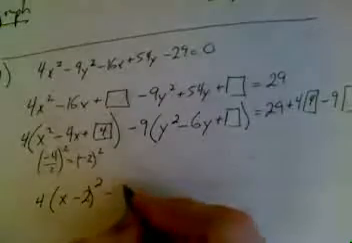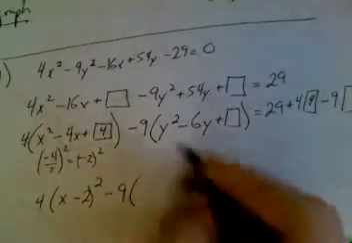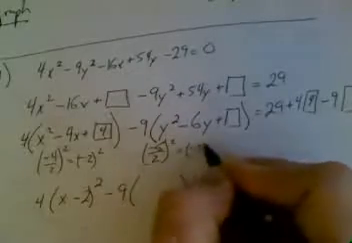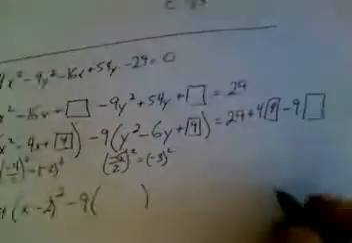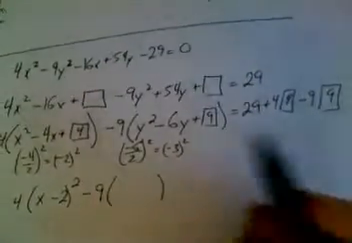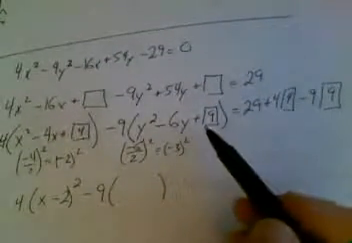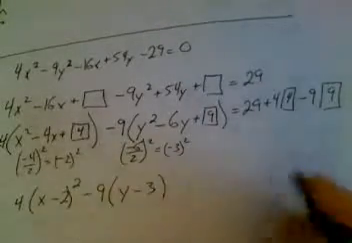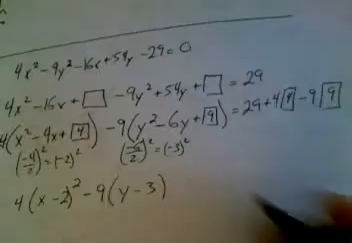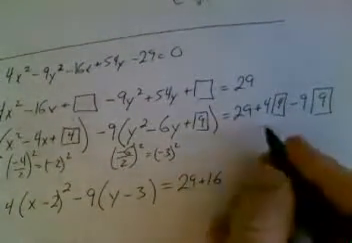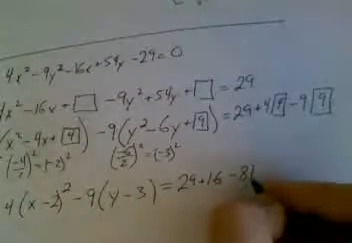Now I'm going to have a minus 9 times something in terms of y. Well, it's going to be negative 6 divided by 2 squared, so it's going to be equal to a negative 3 squared, which is going to be a 9, and a 9 over here. Okay? So what's that going to give me? Well, if that's the case, I'm going to have a y minus 3, because that's where the minus 3 is right there. This is all going to be equal to a 29 plus 16, 4 times 4, minus 81.